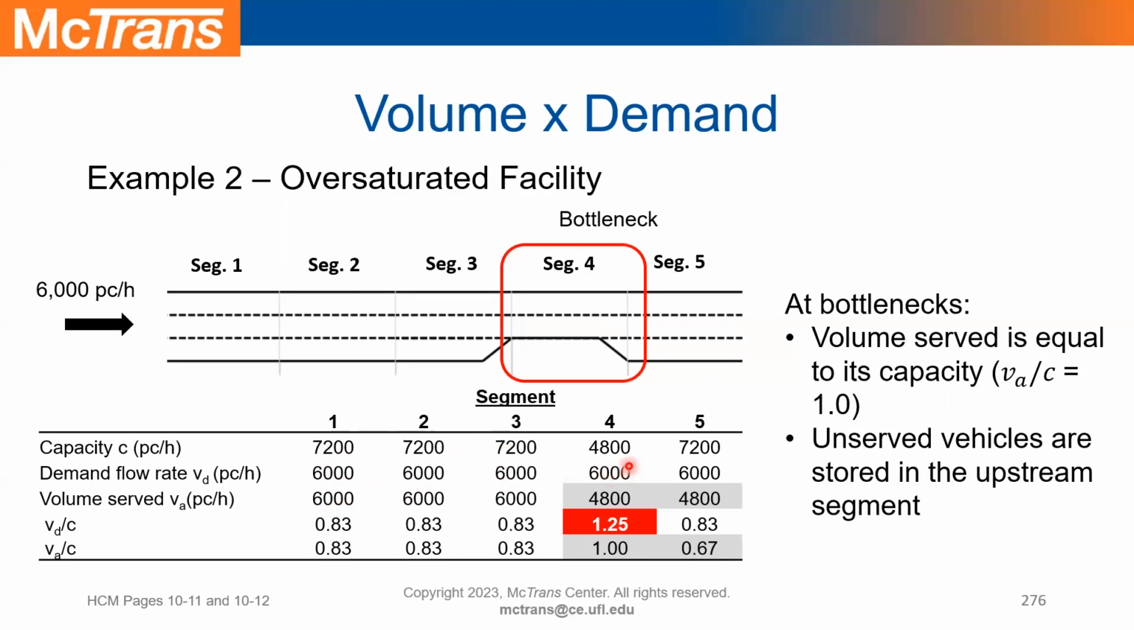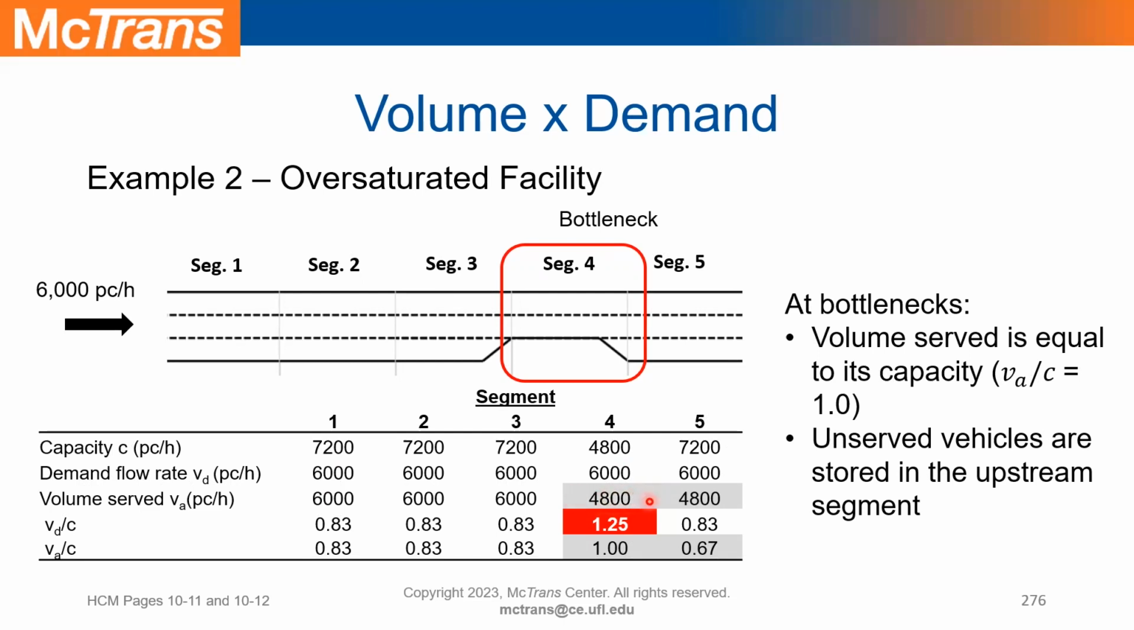So in segment number 4, our capacity is 4,800 and our demand flow rate is 6,000, which is more than capacity. What happens is that we are going to serve only to the extent that capacity allows us. Of course, I need to mention that we are assuming that there is no capacity drop. Just to make this example very simple, we are not assuming any capacity drop, because if there are, this number is going to drop more.